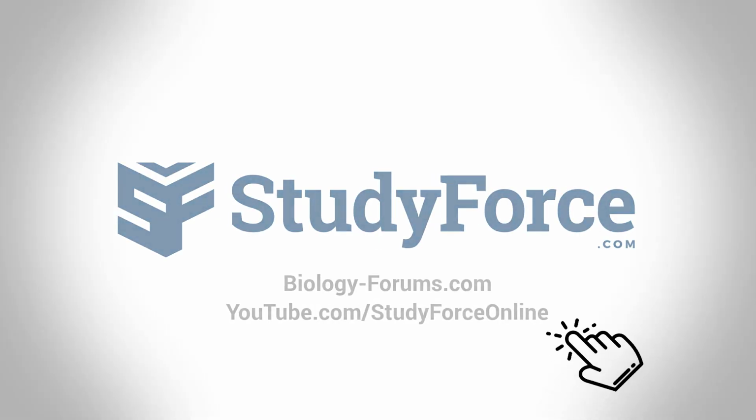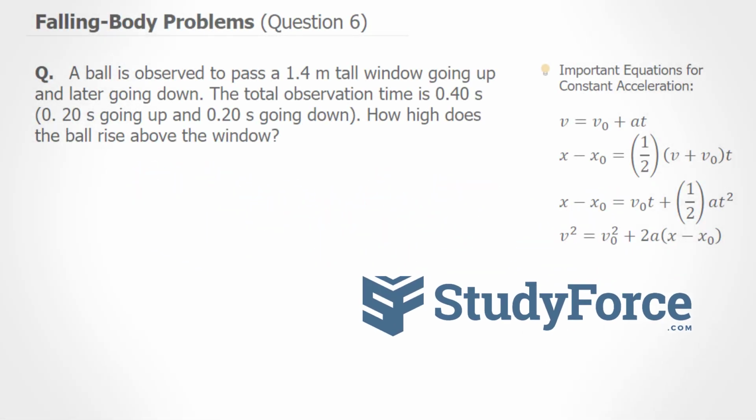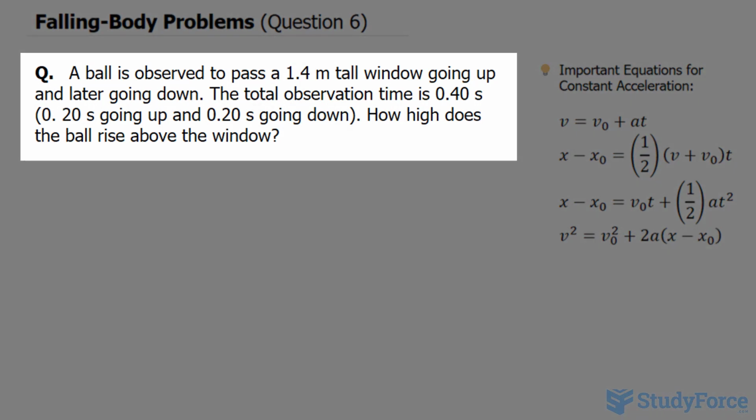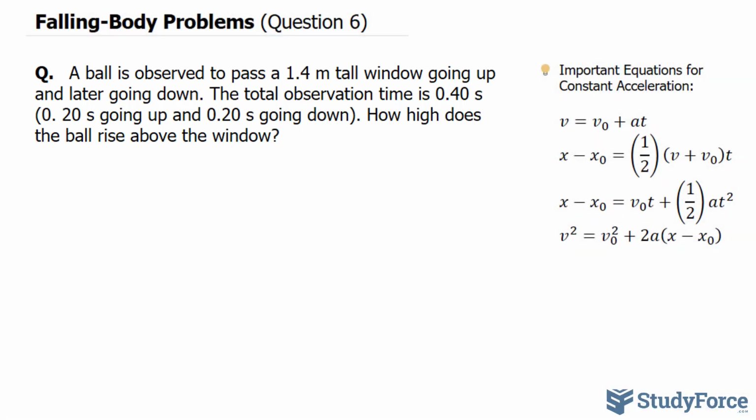Welcome back to question 6 of our falling body problems. This time the question reads, a ball is observed to pass a 1.4 meter tall window going up and later going down. The total observation time is 0.40 seconds. That is 0.20 seconds going up and 0.20 seconds going down. How high does the ball rise above the window?